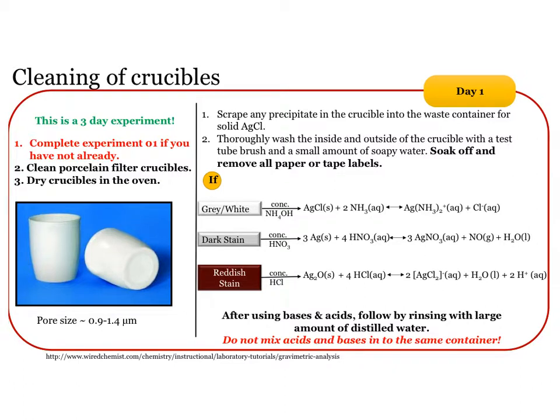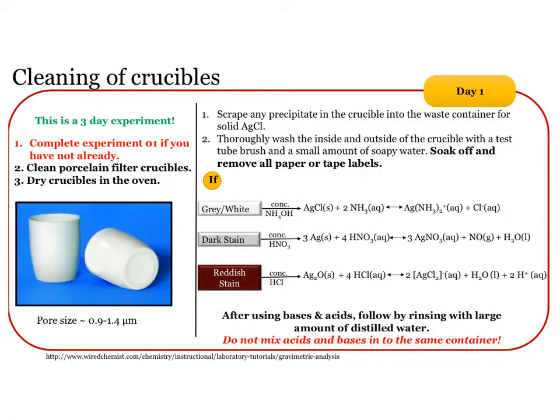Now, let's talk about the Experiment 2 procedure we'll be doing in lab. Before starting Experiment 2, make sure to complete Experiment 1 if you haven't already. Experiment 2 is a 3-day lab. On day 1, you're going to clean 3 filter crucibles and put them in the oven for the next lab.